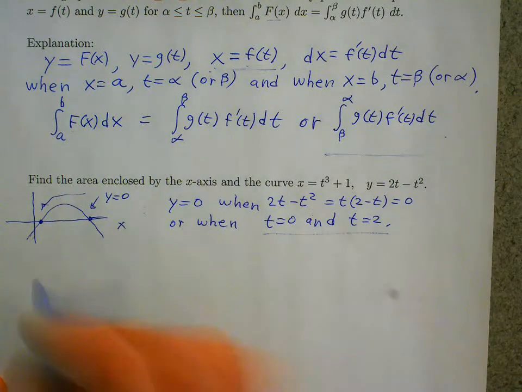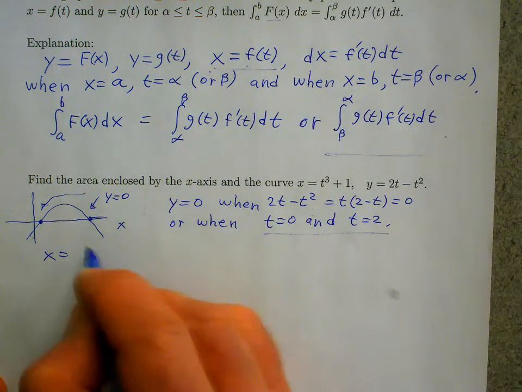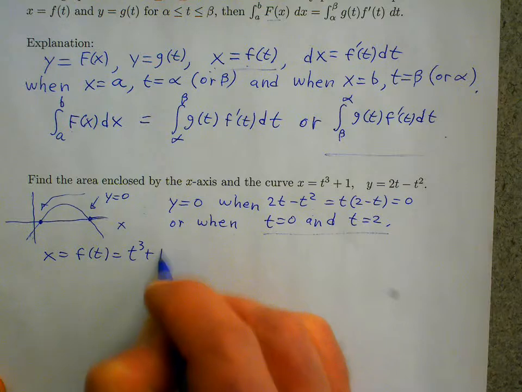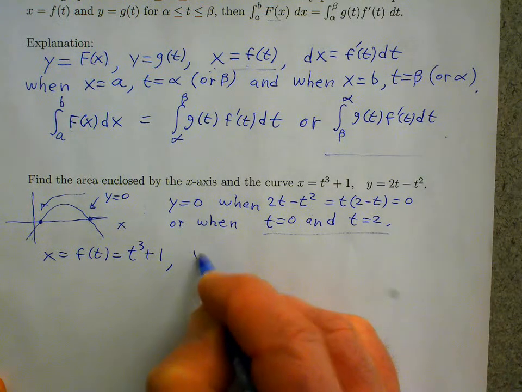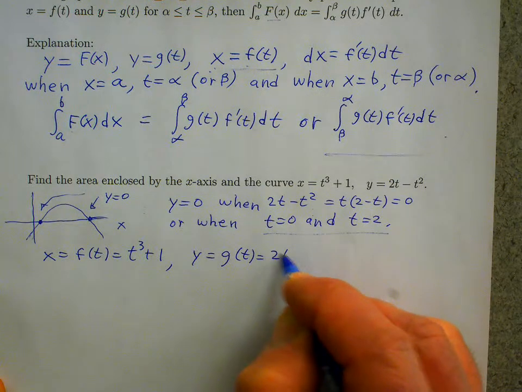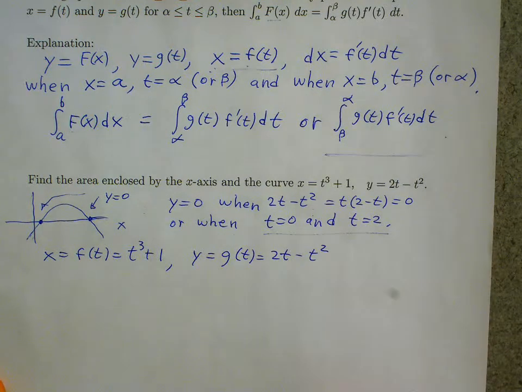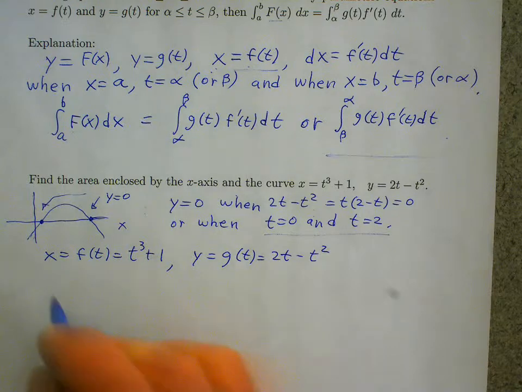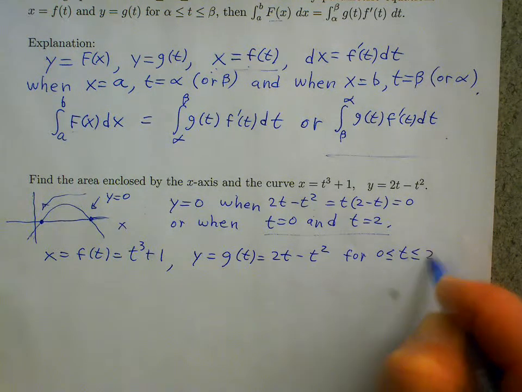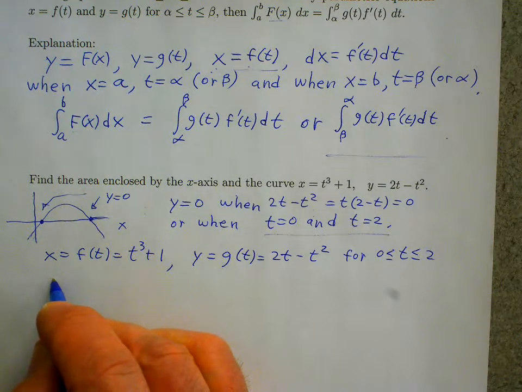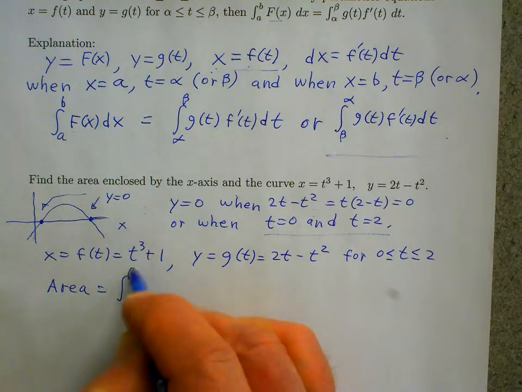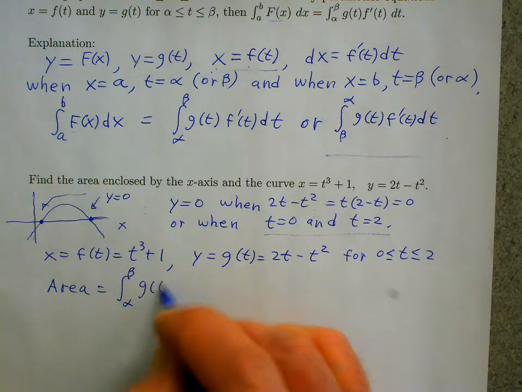Okay, so x is our f of t, which is t to the third plus 1. And y is our g of t, which is 2t minus t to the second. And we're using values of t between 0 and 2. So we're using this formula to find the area enclosed.